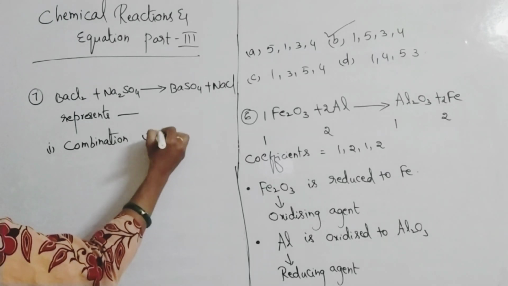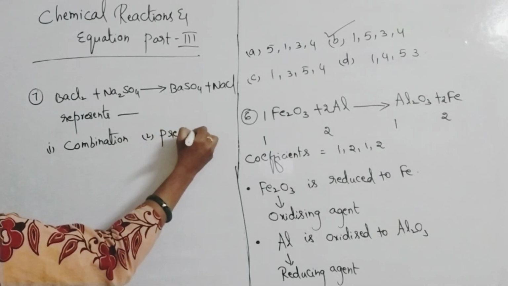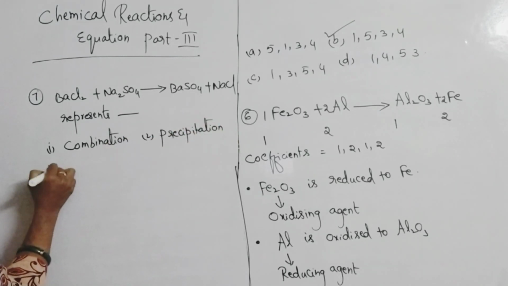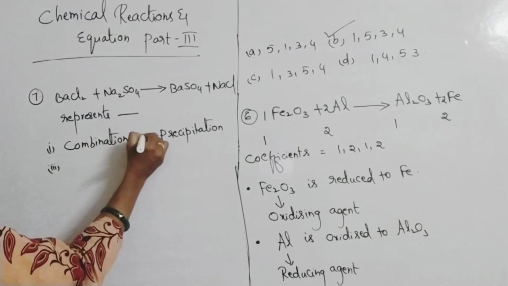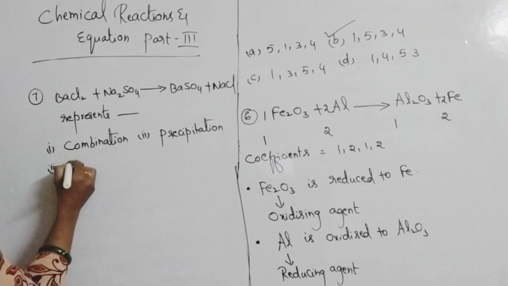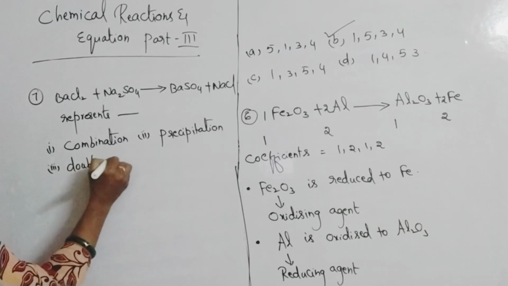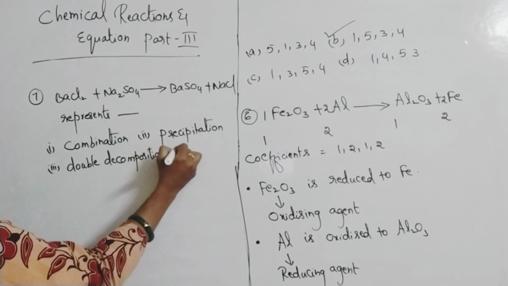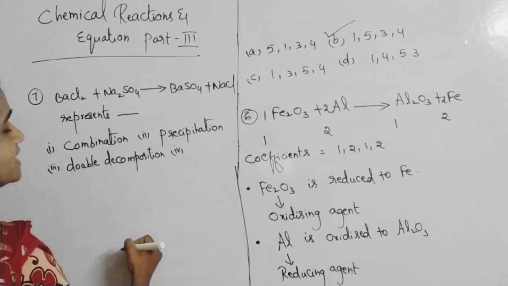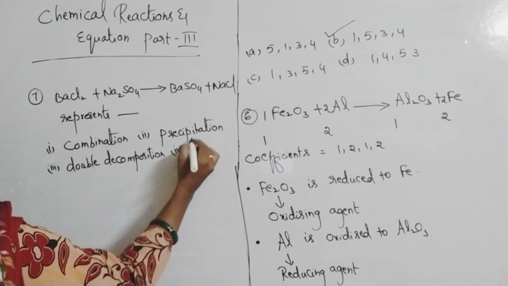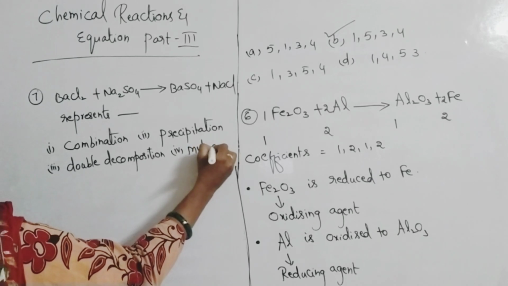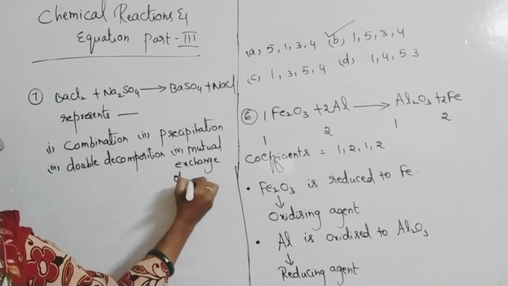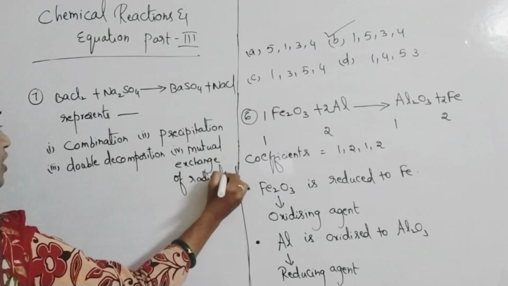Number 2 is precipitation reaction, the PPT reaction. Number 3 is double decomposition reaction. And the fourth statement is given as mutual exchange of radicals. Like this, 4 statements are given to you, and below that the actual options are given.